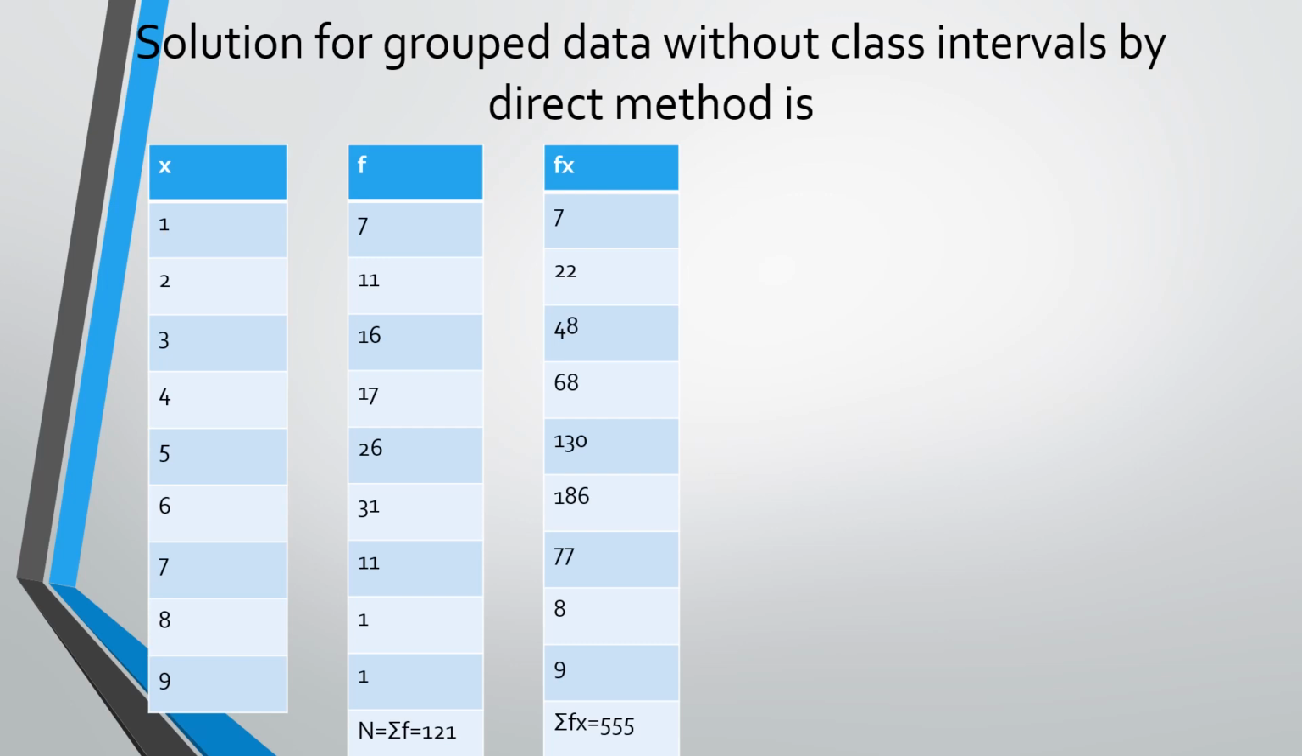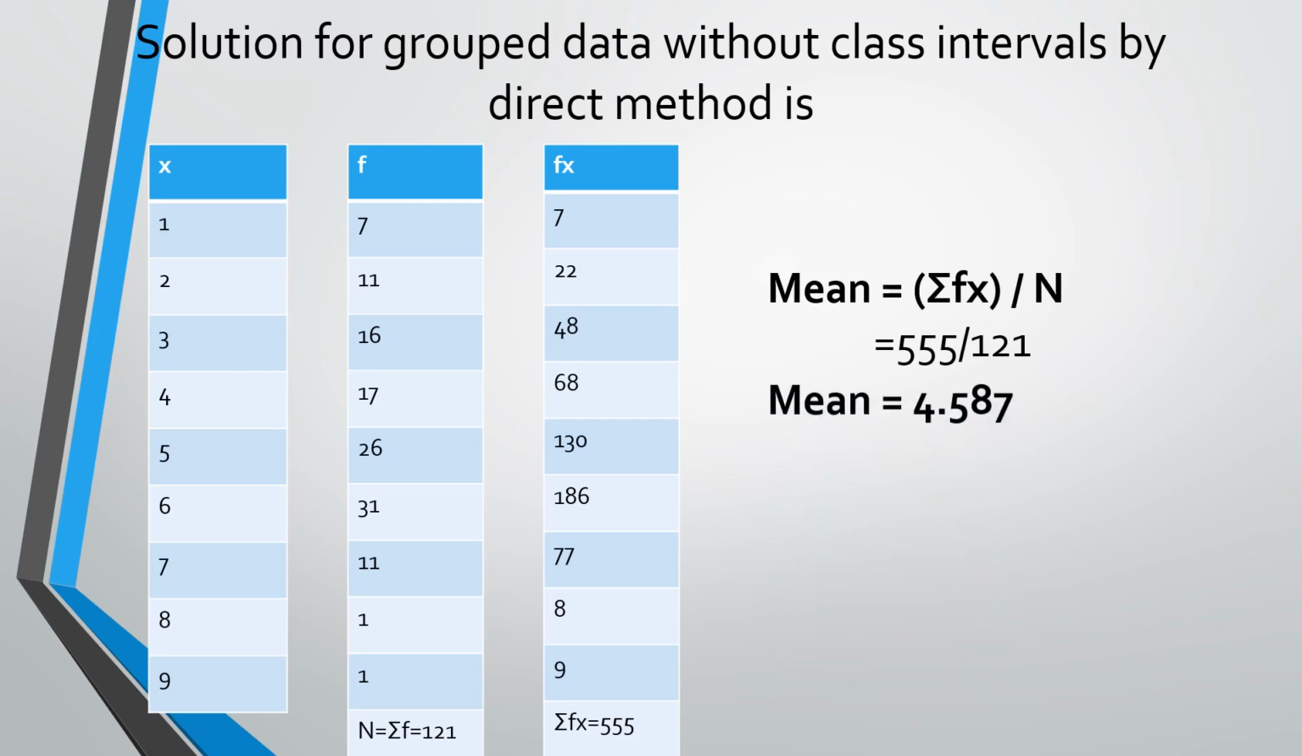And the formula to find the mean in case of ungrouped data, when class intervals have not been given, is mean is equal to summation of fx divided by n. That is, mean is equal to summation of fx divided by n, where summation of fx is nothing but the sum of the product of frequency and the x values, and n is the summation of f. Therefore, upon substitution, summation of fx is 555 divided by n, where n is the summation of f, which is equal to 121.